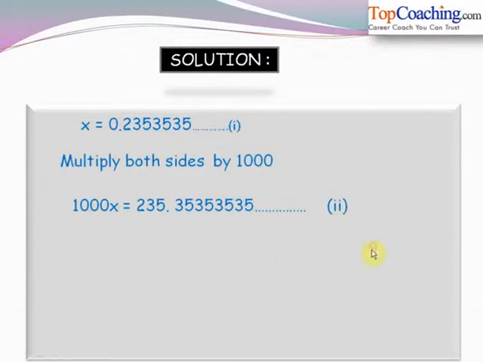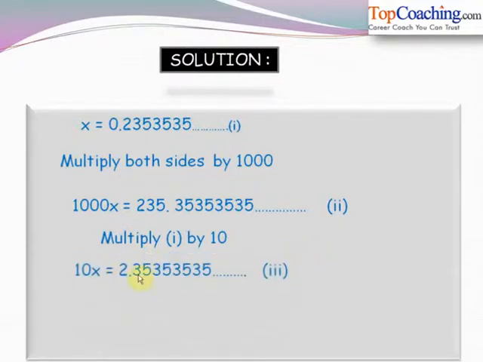Now in the next step, we multiply equation number 1 by 10. So when we multiply this equation by 10, what we get is 10x equal to 2.35353535 and so on. Let us say that this is equation number 3. So we have the second equation as 1000x equal to 235.353535 and so on, and similarly one more equation as 10x equal to 2.353535 and so on. What we do next is we subtract the third equation from the second.